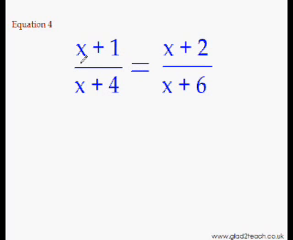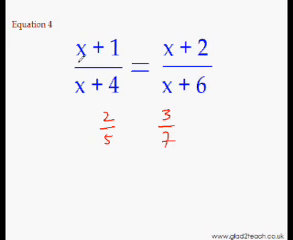So let us first try putting x equal to 0. So obviously this fraction would become 1 over 4 and this fraction would become 2 over 6. 2 over 6 can be simplified further as 1 over 3. So obviously 1 over 3 is not equal to 1 over 4. So now let us try the next value, that is put x equal to 1. 1 plus 1 is 2 and 1 plus 4 is 5. So this is 2 over 5. Similarly, this will be 3 over 7. Obviously they are not equal.